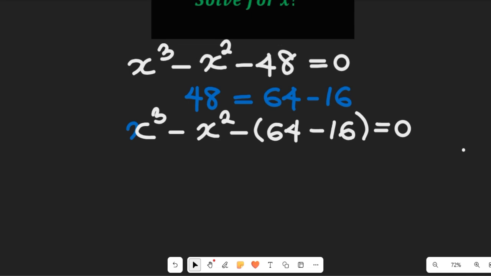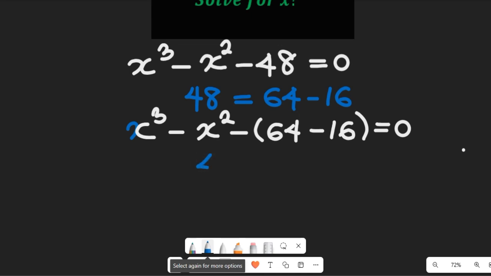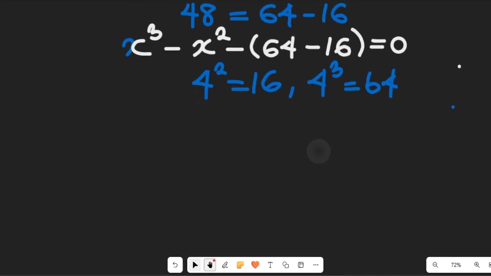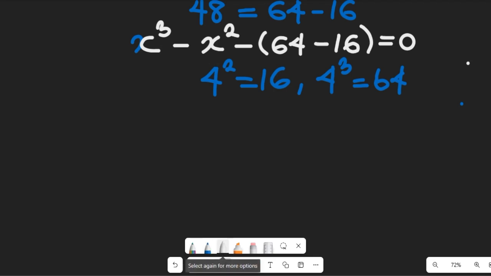Now, let me simplify those two expressions in their factors. If I simplify those two expressions in their factors such that they will all have a common base, then I'll have 4 to the power of 2 equal to 16, right? And then I'll have 4 to the power of 3 equal to 64. So that means I can replace those two expressions with 4 to the power of 2 and 4 to the power of 3.